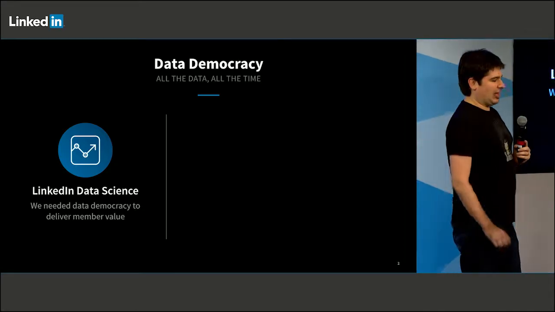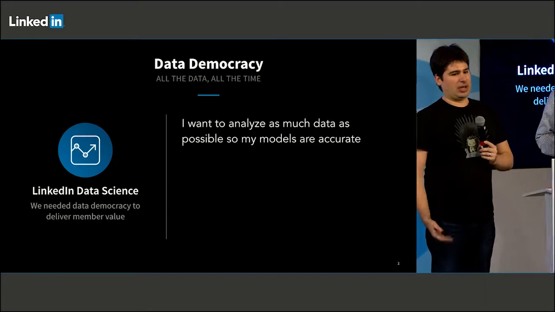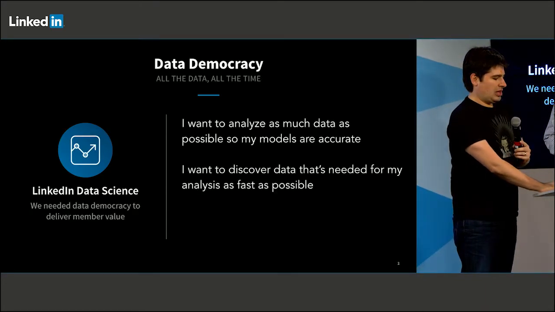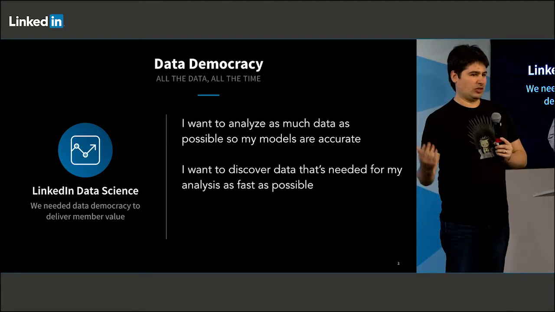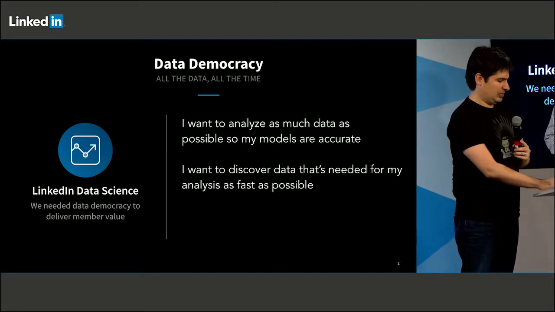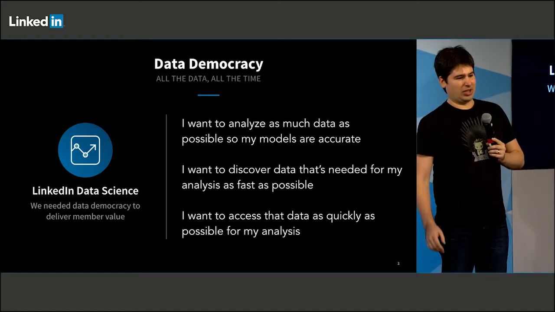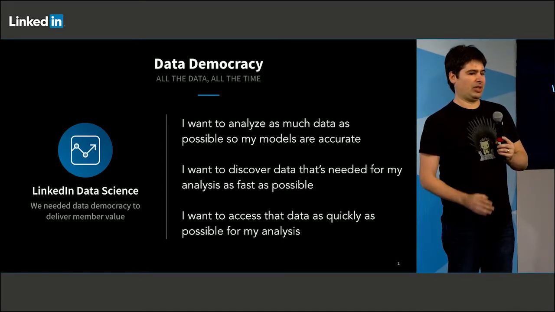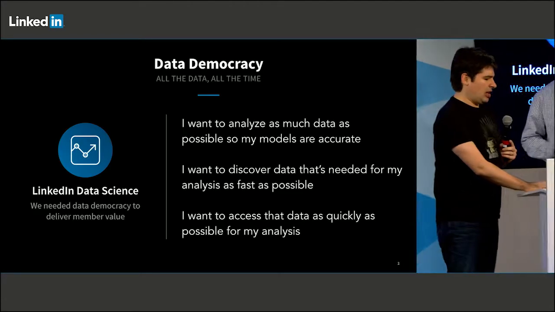And if I have my data scientist hat on, I want a couple of things. I want to analyze as much data as possible because I want accurate models. I want to discover any new data that's around as fast as possible because I might want to suck in more things to build better models. And I also want to access data as fast as possible. I don't want to have to talk to a data engineer. I don't want to talk to some security person. I want to quickly and easily get access to data when I want it.